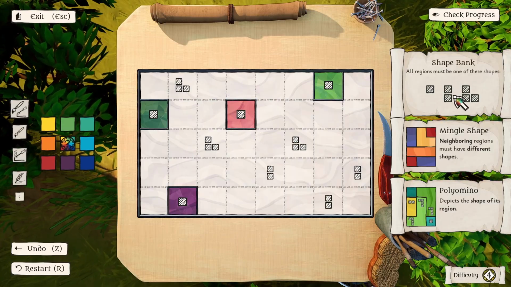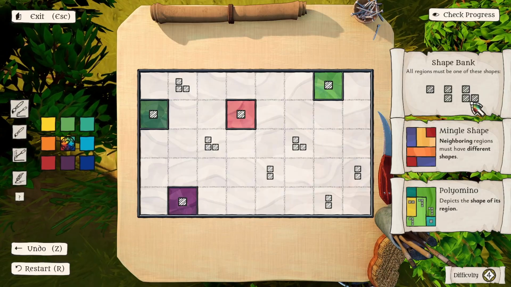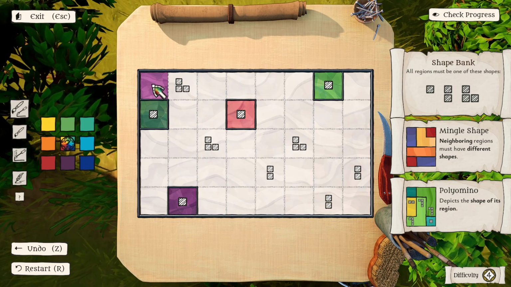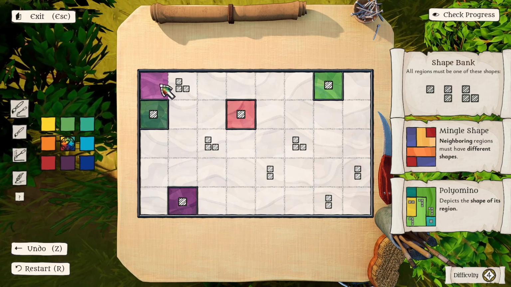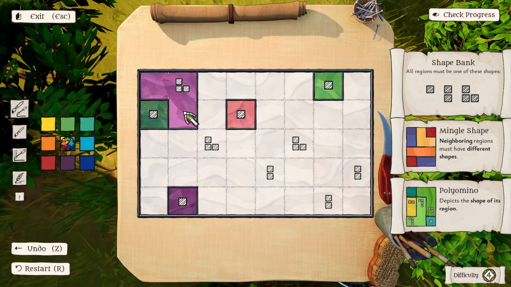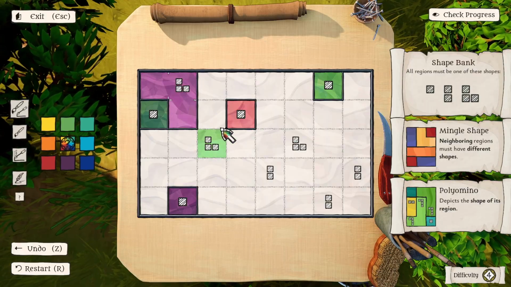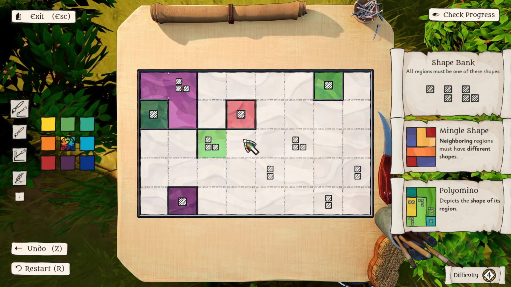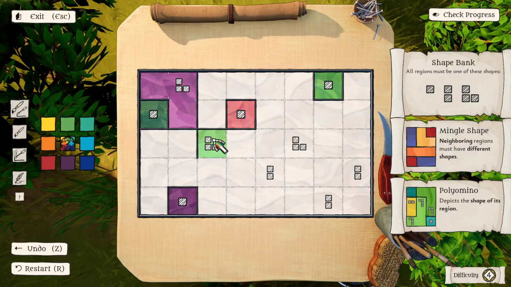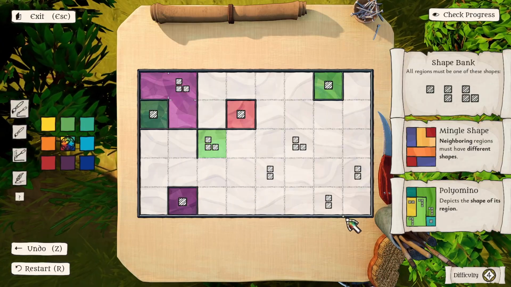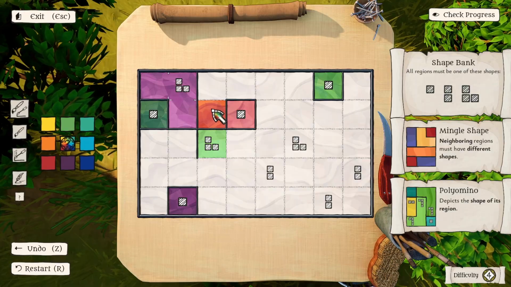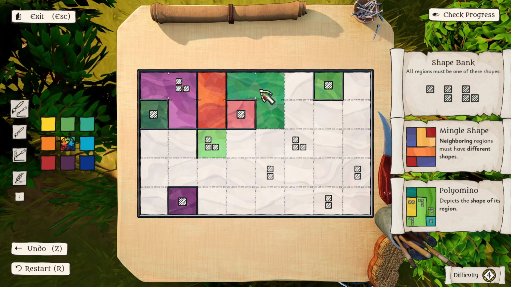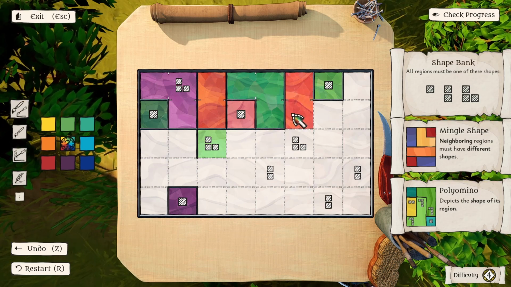That shape bank, we at least have limitations. So this cannot be a single because of the mingle. So it's that and that. Now this one can't go either way there. That does not mean it does that exactly. It could do that or that. This one can't be that or that, so it's just a domino. Now this one has to be a 3. This has to be a 2.